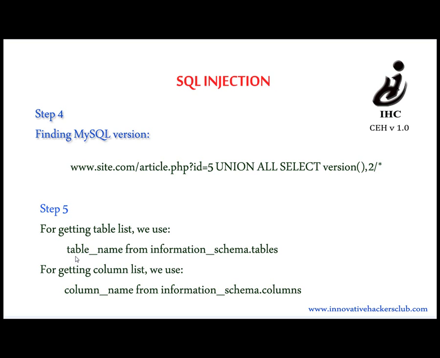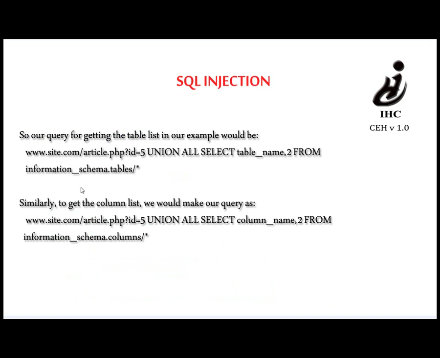MySQL version 5 has a useful function called information_schema. This is the table that holds information about the tables and columns present in the database server. That is, it contains the names of all tables and columns of the site. For getting the table list, we use table_name from information_schema.tables. For getting the column list, we use column_name from information_schema.columns. So our query for getting the table list in our example would be site.com/article.php?id=5 union all select table_name,2 from information_schema.tables. So this will list all the tables present in the database.